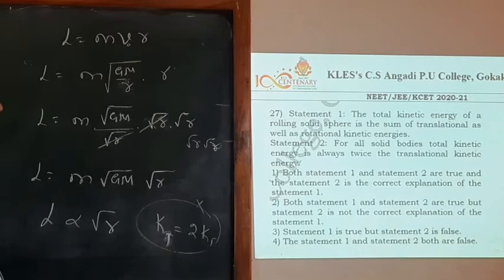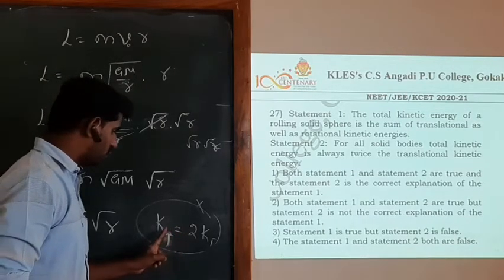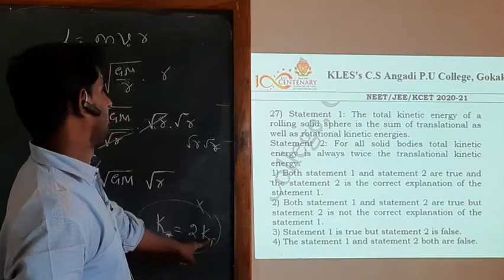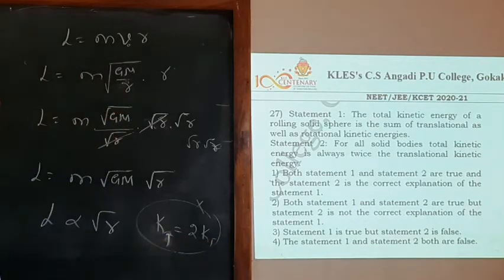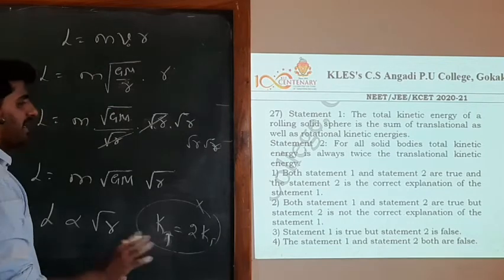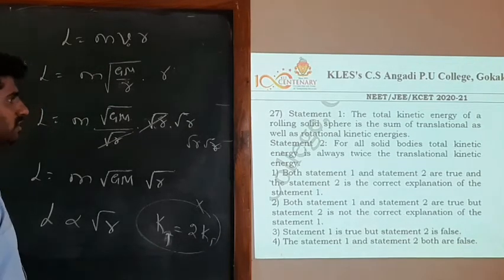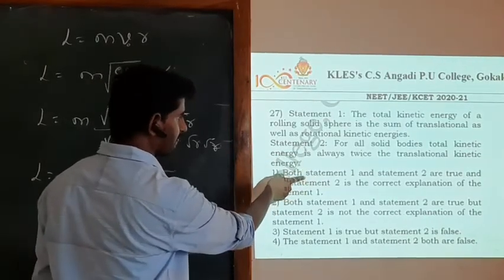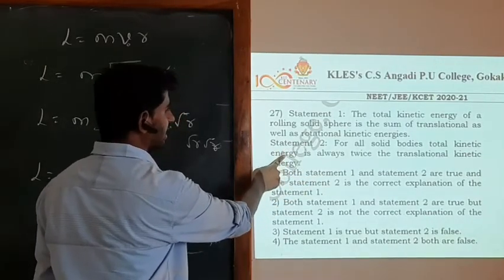Hollow cylinder and the ring. So for ring and hollow cylinder only, the total kinetic energy will be twice its translational kinetic energy. In the remaining cases it will not hold good. So that's why the second statement is wrong. It's not applicable for all the bodies. It's applicable only for the hollow cylinder and the ring.